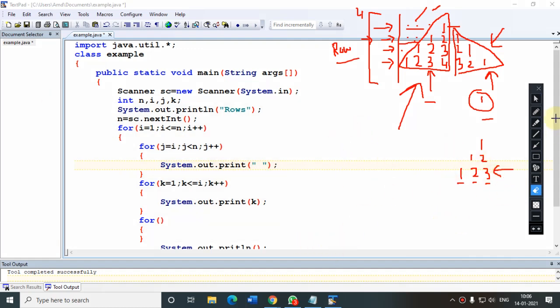Correct? Yes, sir. Okay. So after this, see the pattern. After printing 1, we are printing nothing. That means 0 time printing is happening here. I am writing here 0 time, that means no printing. But in the second time, after printing 1 and 2, how many times is the printing happening? 1. So I am writing here 1 time.